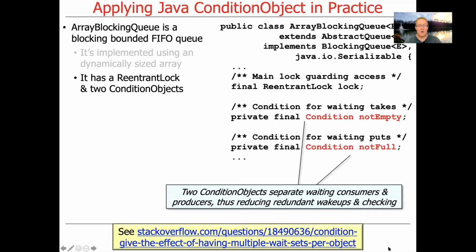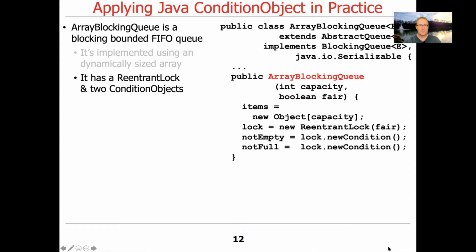What we're going to focus on now, of course, will be the use of two condition objects, one called notEmpty and the other called notFull. As the names imply, notEmpty is used by threads that are trying to take something from a queue when it's empty, and notFull will be used by threads that are trying to put something into a queue when it is full. We separate these into two different condition objects to be able to reduce redundant wake-ups and redundant checking. And we'll talk more about this when we get into the usage considerations part of our lesson later.